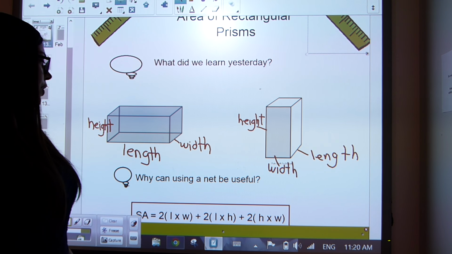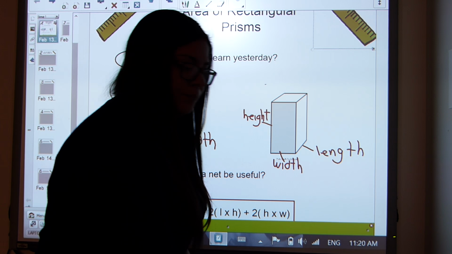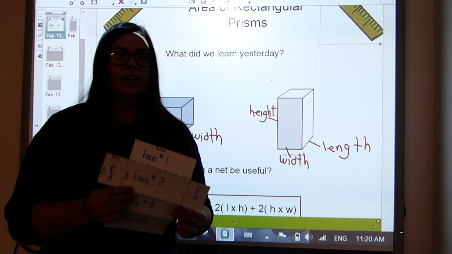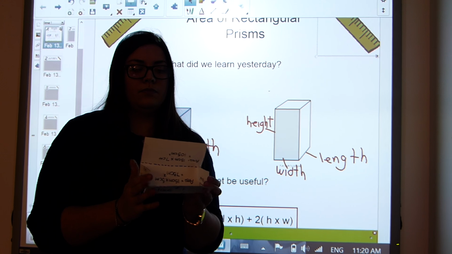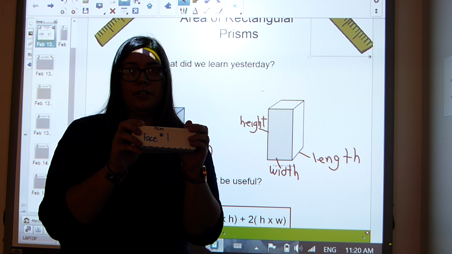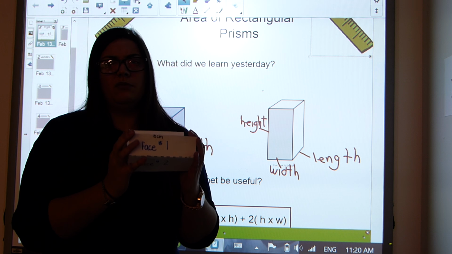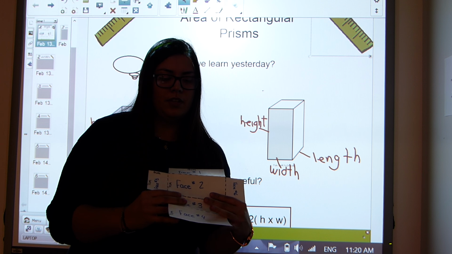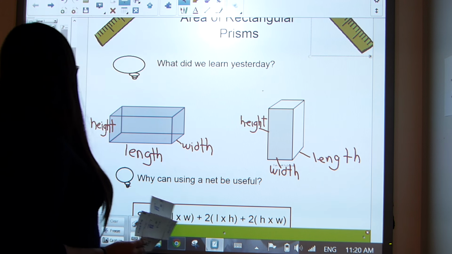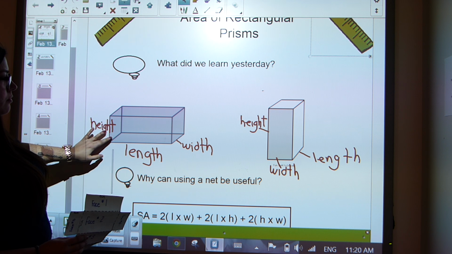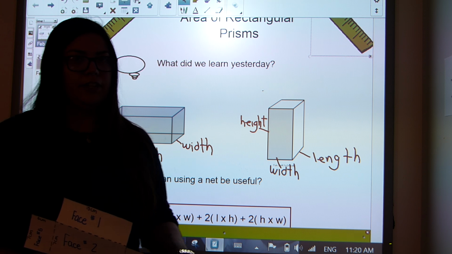So I also asked, why can using a net be useful? So here we have a net of a rectangular prism. If I were to fold it up, we have a rectangular prism. So now I have to figure out, why is it useful to have one? It's useful because we can see why it works with the formula. As you can see, the formula is right here. I'll show you guys again later.